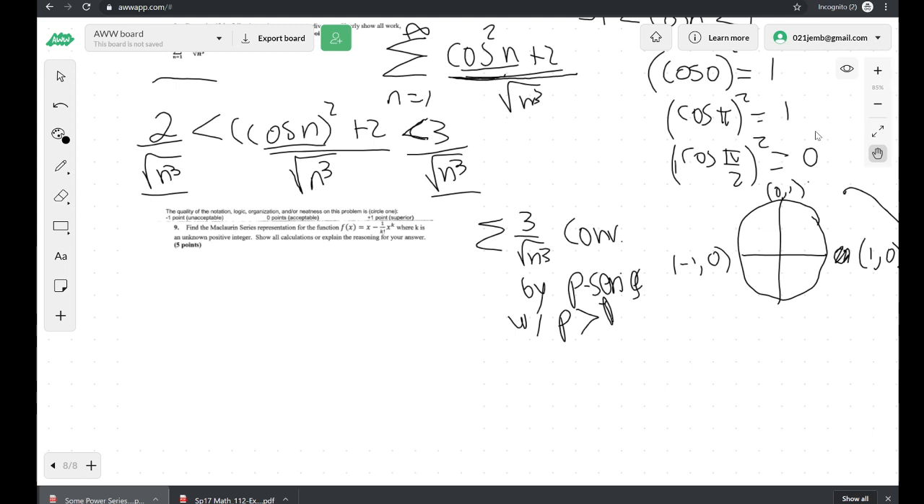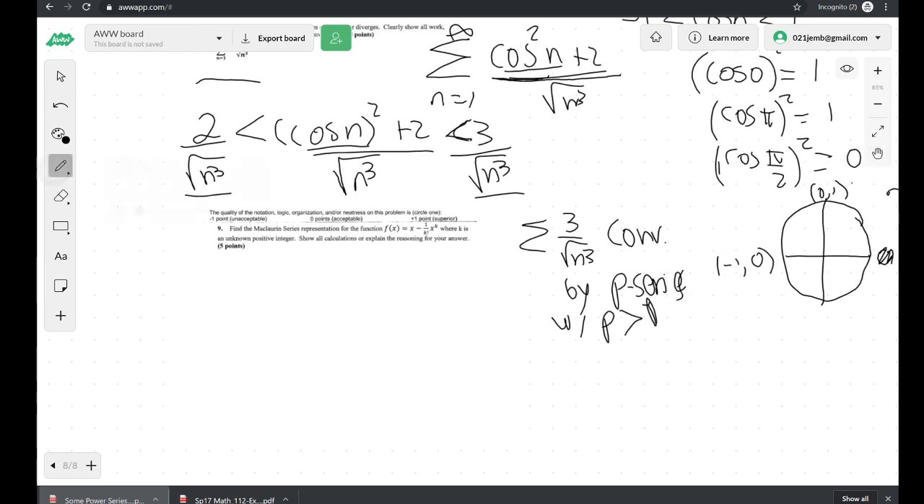The comparison test says that if the smaller series diverges, then the larger series diverges. This over here is going to be the smaller series, and this will be the larger series. And then we're trying to find the convergence of the middle series.